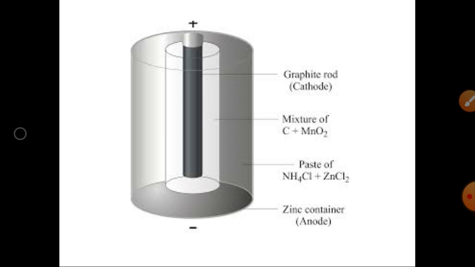And the carbon rod or graphite rod will act as the cathode. This carbon rod is normally placed inside of the manganese dioxide and the carbon powder. The carbon powder is mainly used to increase the conductivity of the carbon rod, so the carbon rod is surrounded by a mixture of manganese dioxide and the carbon powder, and the electrolyte is nothing but ammonium chloride and ZnCl2, that is zinc chloride.